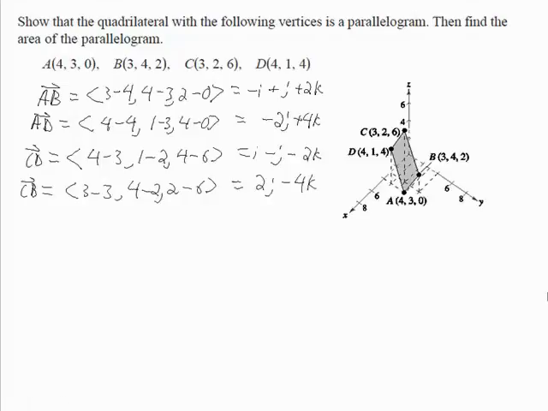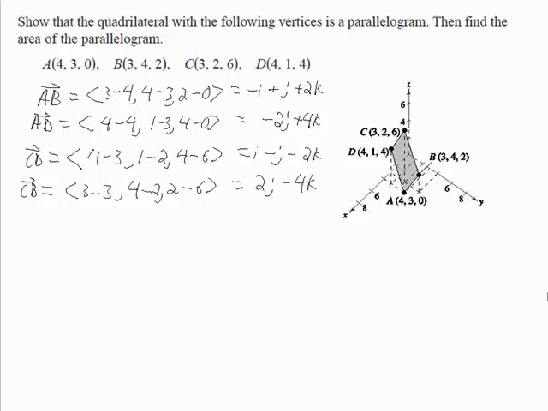Because the vector AB is equal to the opposite of the vector CD, and the vector AD is equal to the opposite of the vector CB, you can conclude that the vector AB is parallel to the vector CD, and the vector AD is parallel to the vector CB. So it follows that the quadrilateral is a parallelogram with the vector AB and the vector AD as adjacent sides.